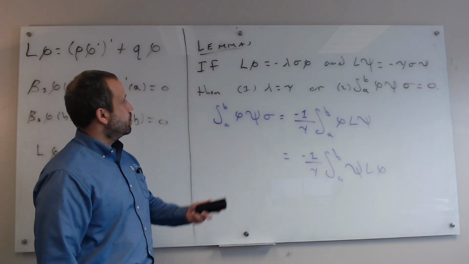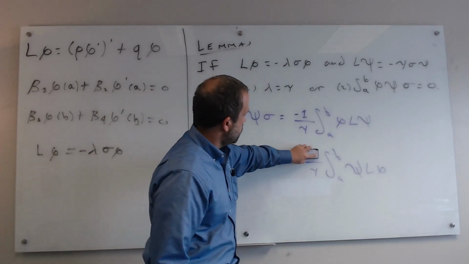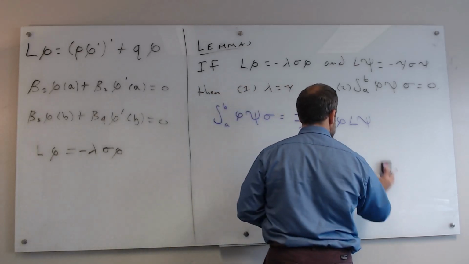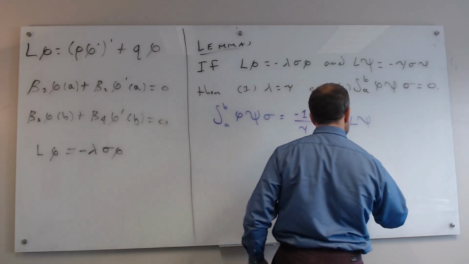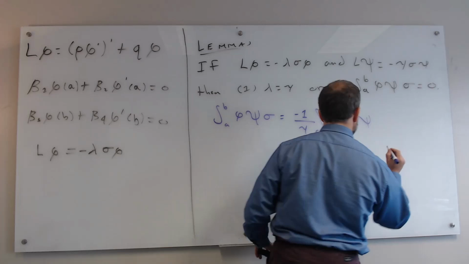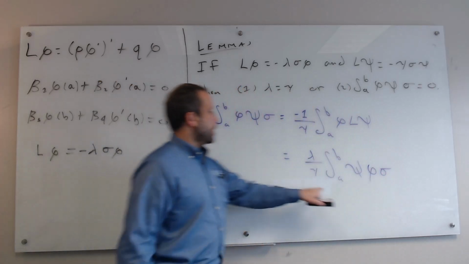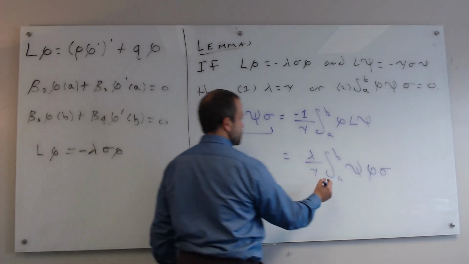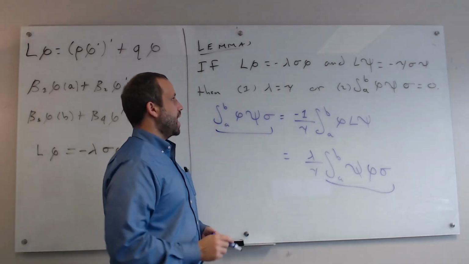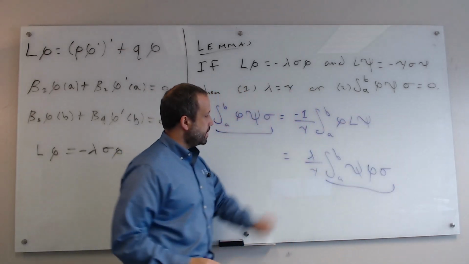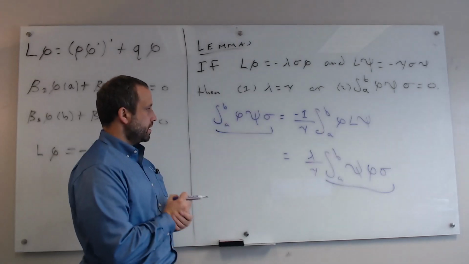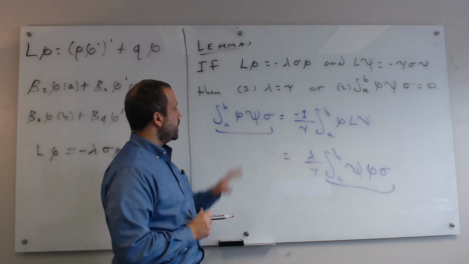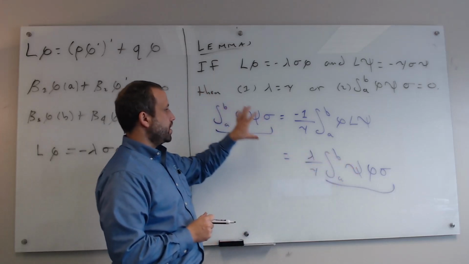But what is L phi? Well, L phi is minus lambda sigma phi. So this is lambda, and L phi, well, the minus lambda was there, so this is just going to be phi sigma. Well, this integral and this integral are equal to each other. So how can this happen? Well, if this is equal to 0, and that's equal to 0, that's one way this can happen, so that takes care of this. If lambda and gamma are equal to each other, this is also going to be true. So if lambda and gamma are not equal to each other, lambda over gamma is not 1, and so the only way this can be equal to each other is if the integrals are equal to 0.